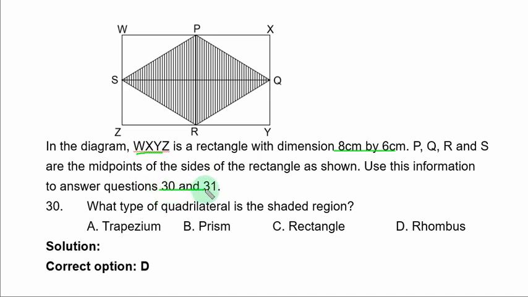Question 30. What type of quadrilateral is the shaded region? Quadrilaterals are four-sided figures, and the one shaded is a rhombus. In a rhombus, all the sides are equal, so a rhombus is different from a kite. Here you have a rhombus. D is the correct option.